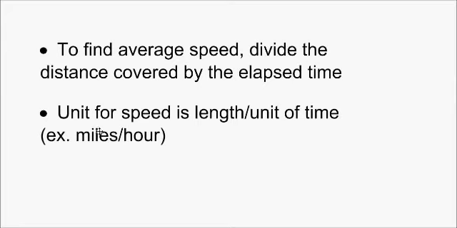To find average speed, all you need to do is divide the distance covered by the elapsed time. So speed equals distance over time. And your unit is always that length, so distance, divided by unit of time. For instance, miles per hour is something that you have seen many times before.